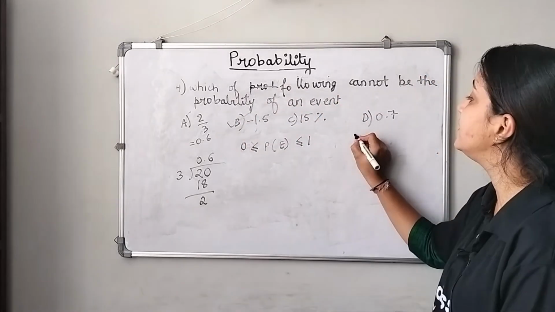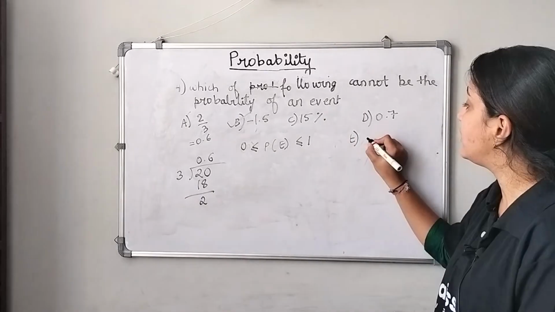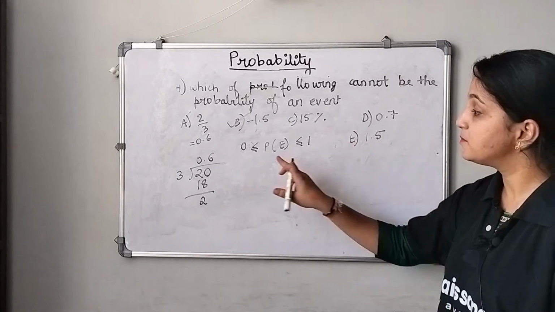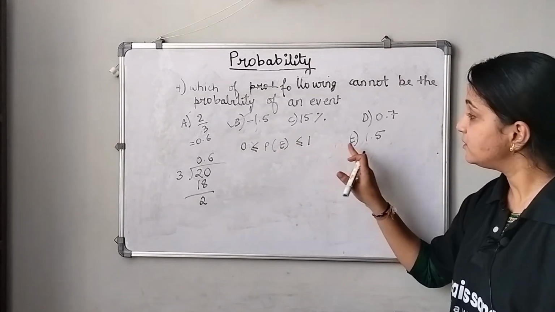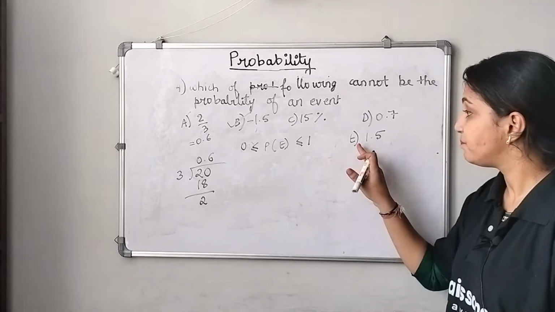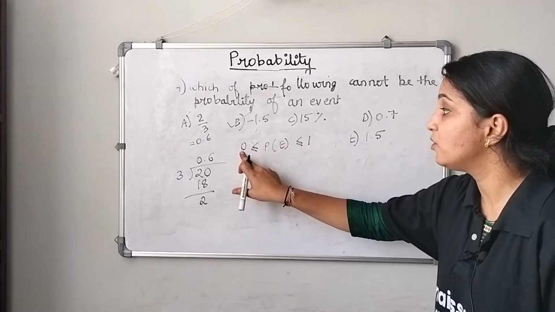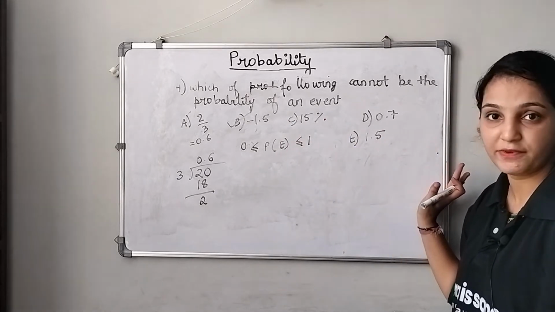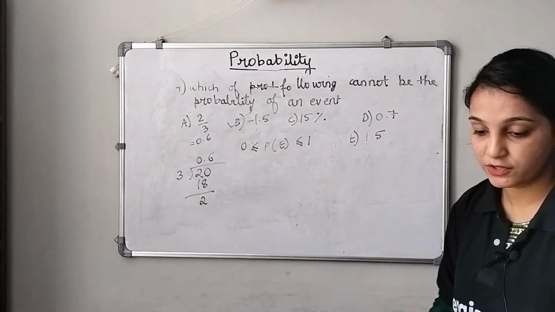Suppose I am writing an option E here, and I am writing 1.5. Now tell me, does 1.5 come between 0 and 1? No, right? See, 1.5 is greater than 1. So 1.5 will not come between 0 and 1, and 1.5 is also not a probability of an event. So we are done with the fourth question.